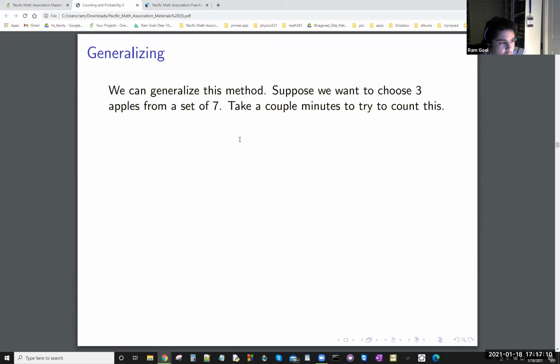So suppose we want to choose 3 apples from a set of 7 where order does not matter. Again, order does not matter. Everything we're going to be doing regarding binomial coefficients, which is our current topic, order does not matter. So take a couple minutes to try and count this. And instead of giving just a number, try and either explain how you got it or write down a formula which tells that you understand. So take a couple minutes and try to use the previous method, not the listing out method.